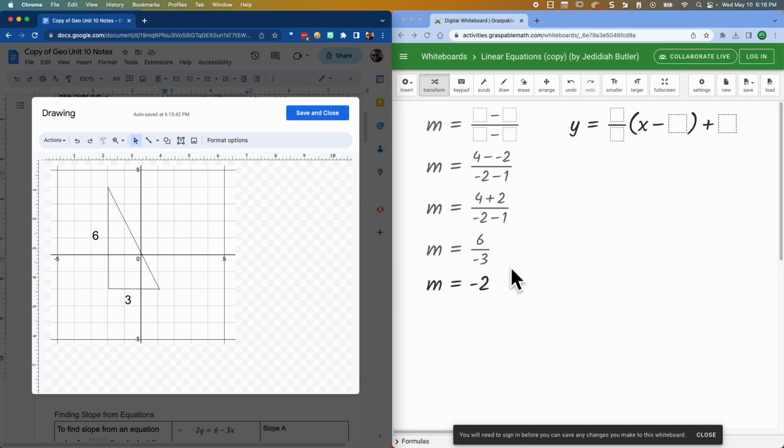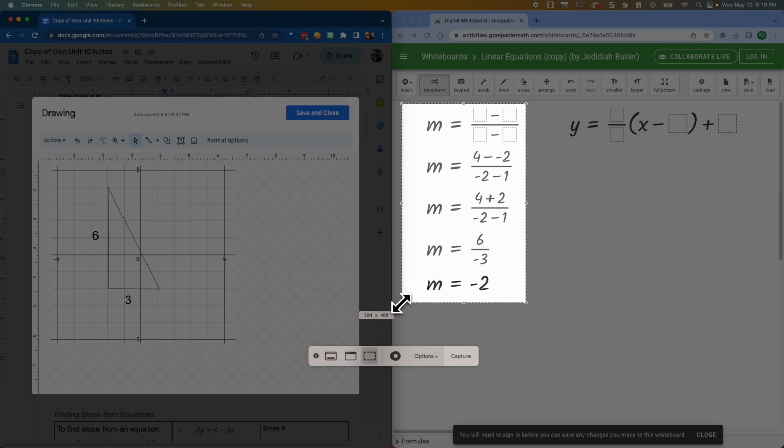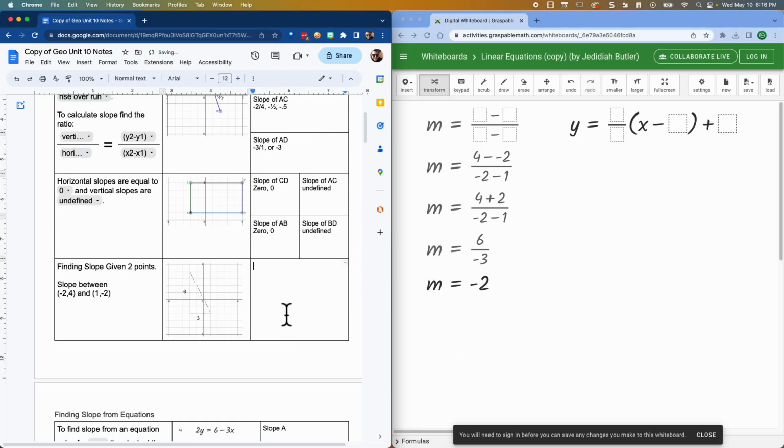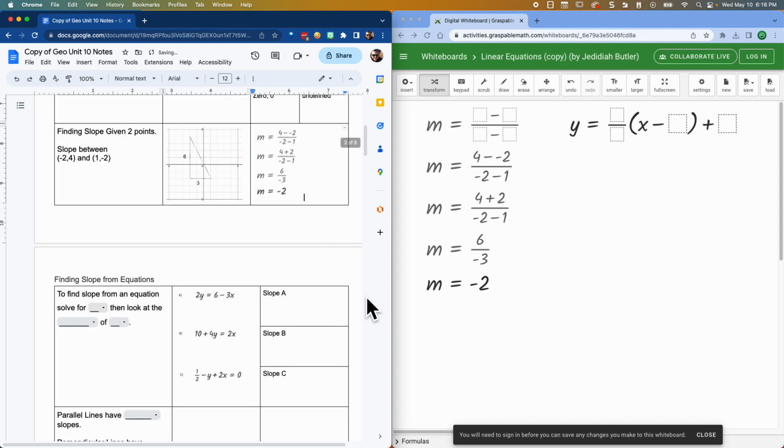So I would screenshot this over here as part of my calculation. And there we go. Let's make it a little bit smaller, make things fit, just nice and neat. Perfect.